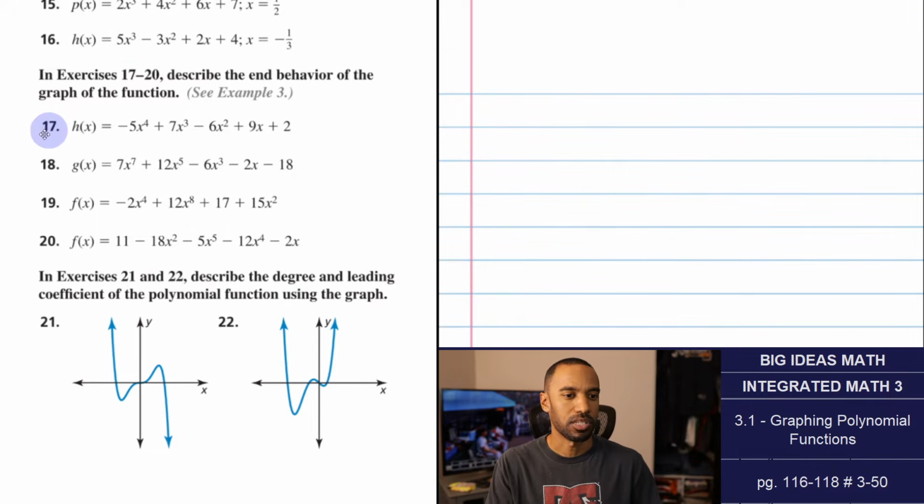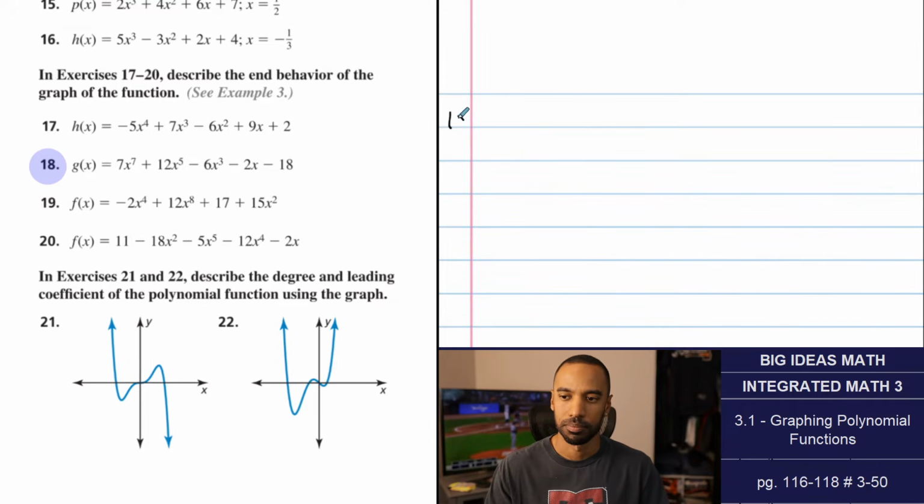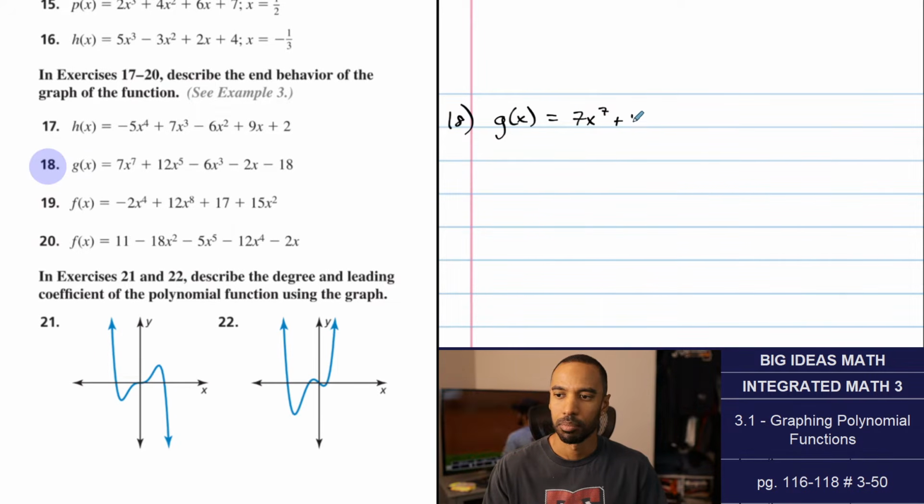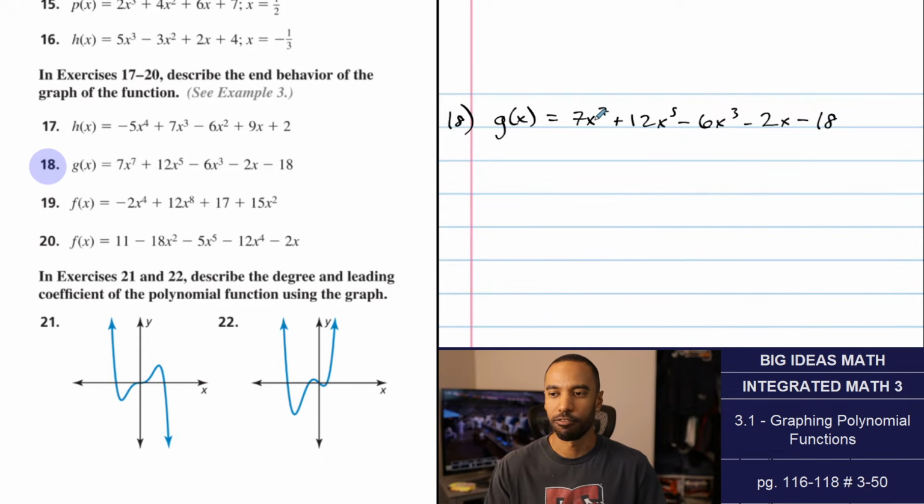All right, let's go to number 18. Number 18. g of x equals 7x to the 7th plus 12x to the fifth minus 6x cubed minus 2x minus 18. Once again, confirm you're in standard form, or at least that this is the leading term.